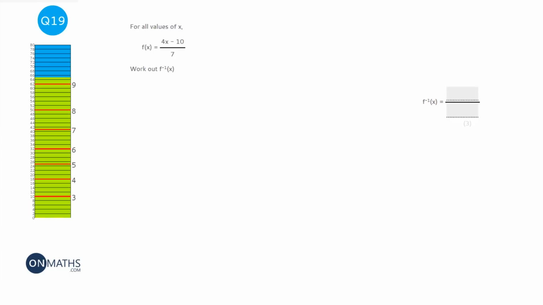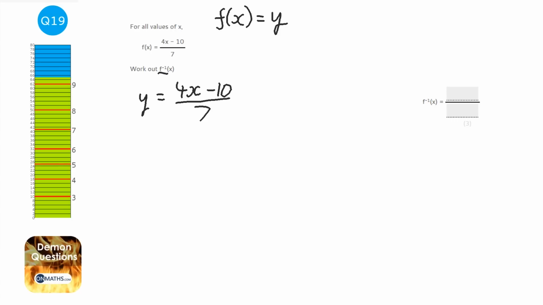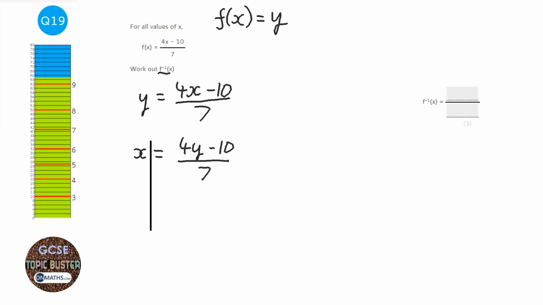There are a few different methods to answer this question, but I prefer the method where we just replace f of x with y because it becomes a lot easier. So I'm just going to write out the same equation. Now, when you want to find the inverse of the function, which this is, all you do is swap the y and the x around. So we're going to have x equals 4y minus 10 over 7. And then all we need to do is get it so we've got y equals.